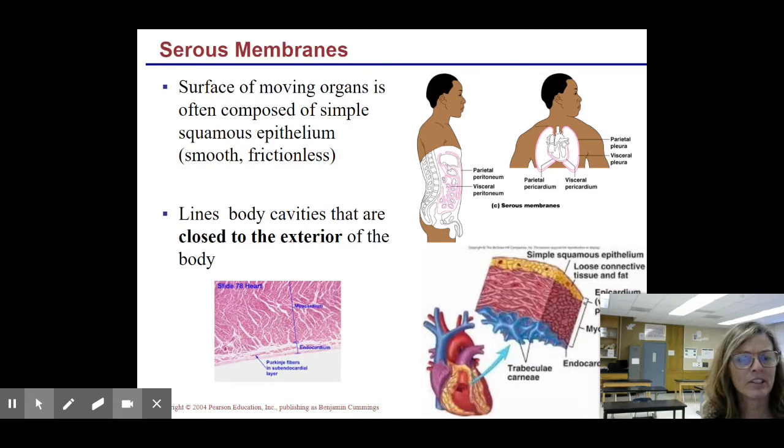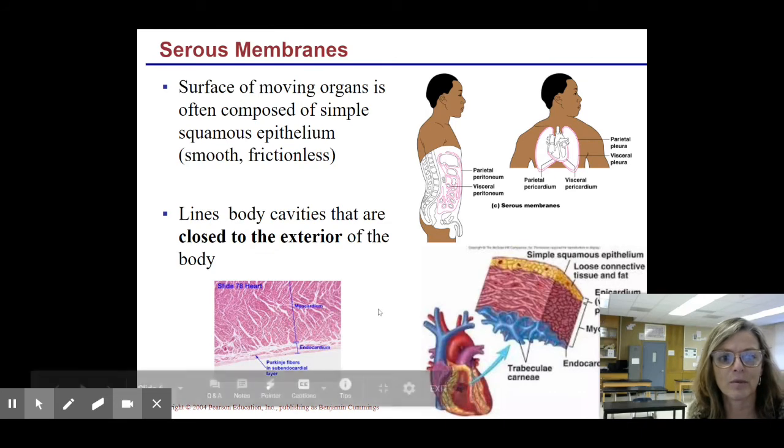Second type of membranes are called serous membranes, and they're found in body cavities that don't have an opening to the outside. So your abdominopelvic cavity has membranes that cover the organs and membranes that cover the wall of the actual cavity. They're usually designed so that the parts that are in there when they're moving against each other move in a smooth and frictionless fashion against each other. And so a lot of times they have simple squamous epithelium that secretes some sort of fluid.